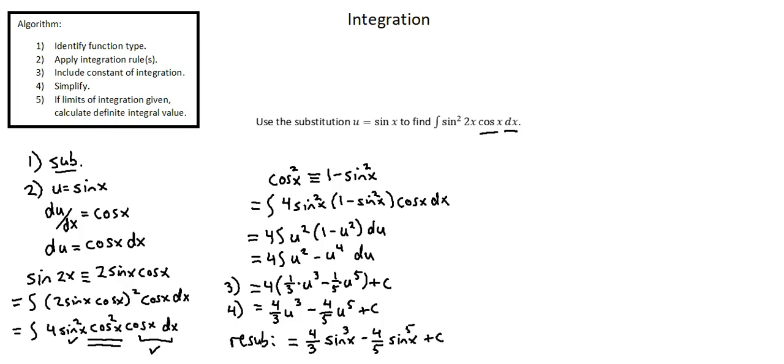This is an indefinite integral. There are no limits of integration, so step 5 doesn't apply. Using the given substitution, we found the integral of the given expression as 4/3 sine x cubed minus 4/5 sine x to the power of 5 plus c. We've completed our requirements. This concludes integration with substitution example 2.